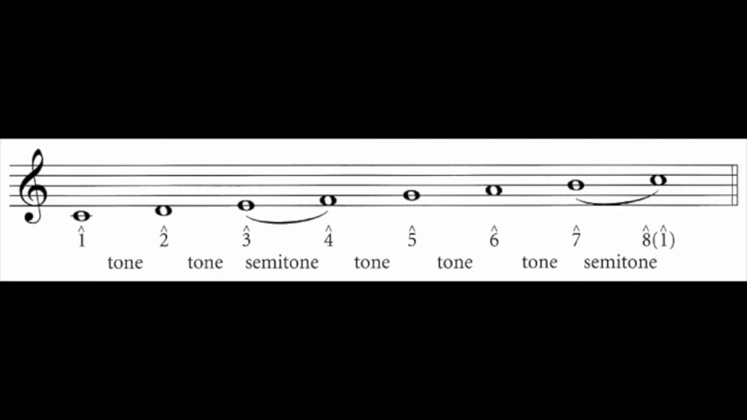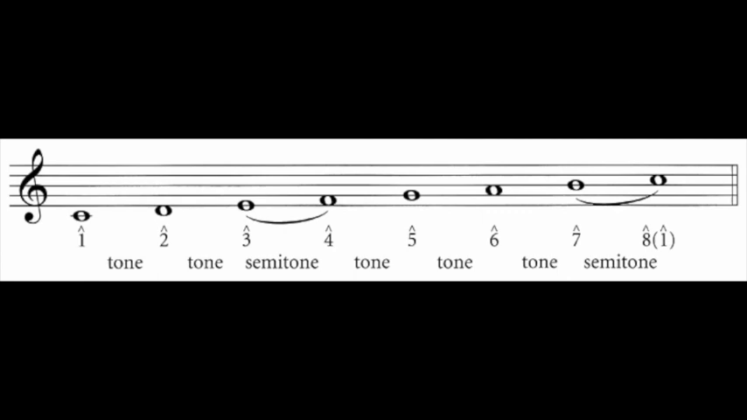So starting from our first pitch, we have a whole tone, a semitone, a whole tone, a whole tone, a whole tone, and then a semitone. So to say that quickly, from the bottom note, it goes tone, tone, semitone, tone, tone, tone, semitone. If we build a scale starting on C, following this pattern of tones and semitones, we get the C major scale.